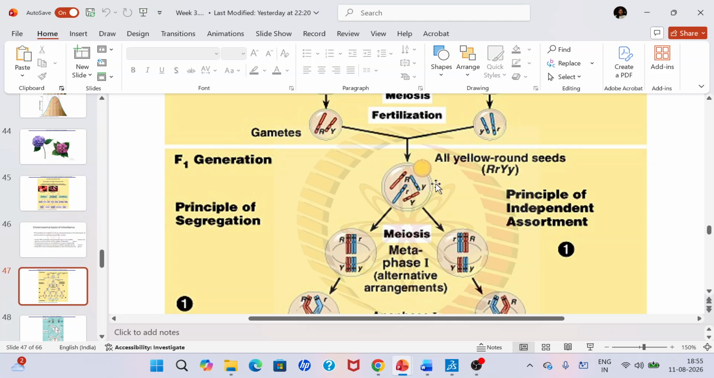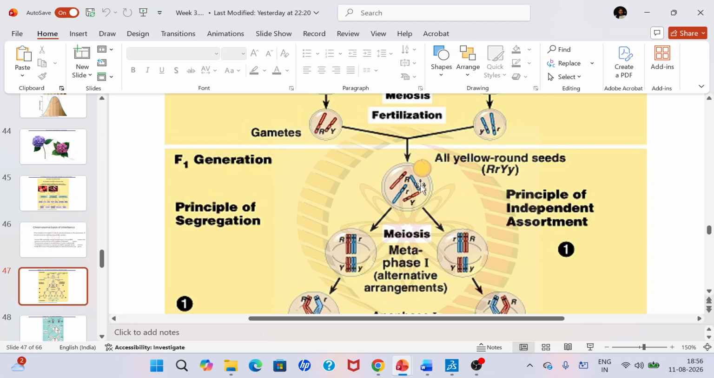So it is not like the case that if we have small y in one gamete, then it will have capital R only in its combination. No, sorry, it will not always have small r in its combination. It can have capital R also. So this is the law of independent assortment.